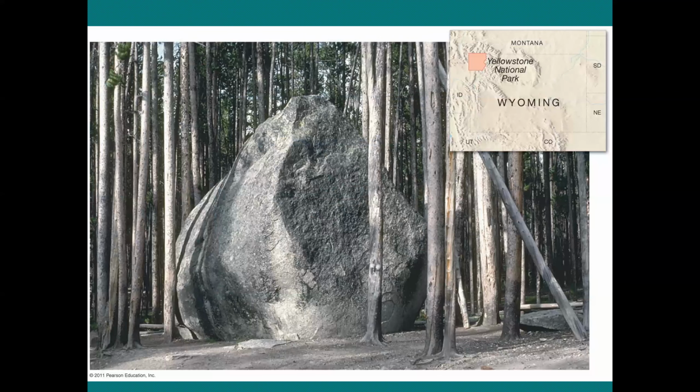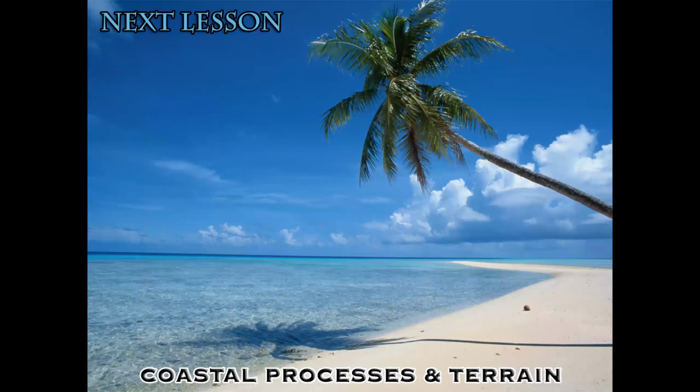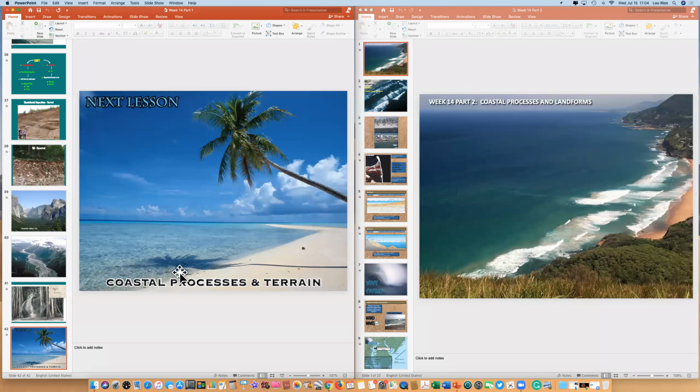Here's an example of a glacial erratic. This is a piece of rock that looks completely out of place. And that's the lesson. Pretty straightforward material. It is easy. The next one's pretty easy too. It's fun. It's interesting. It's something to at least be aware of.